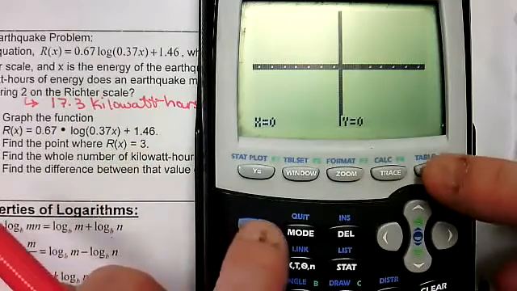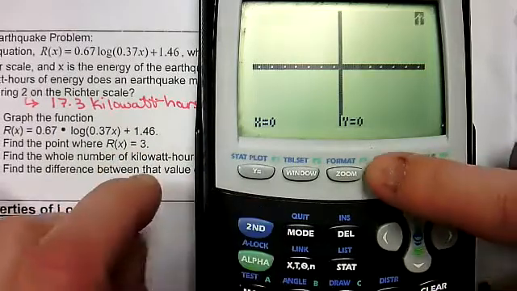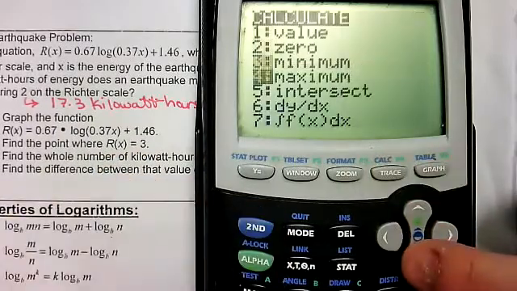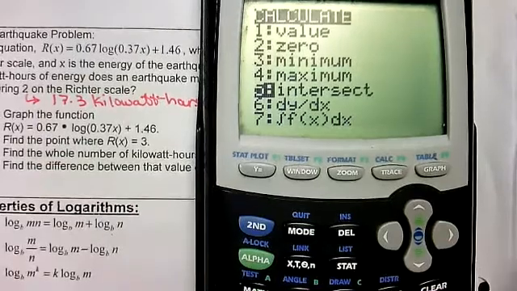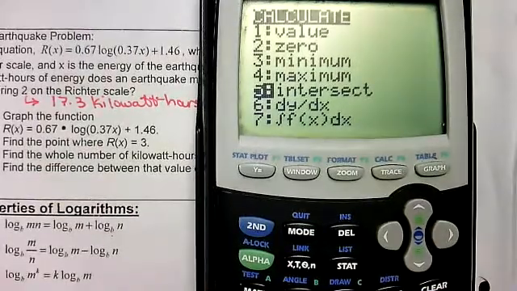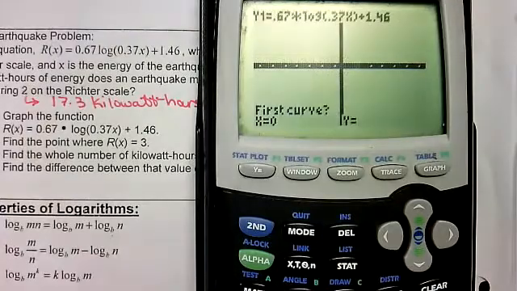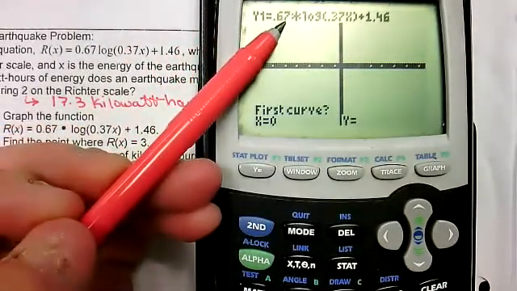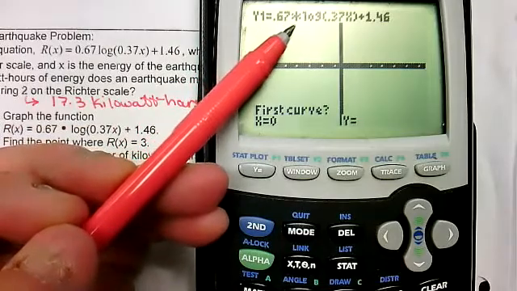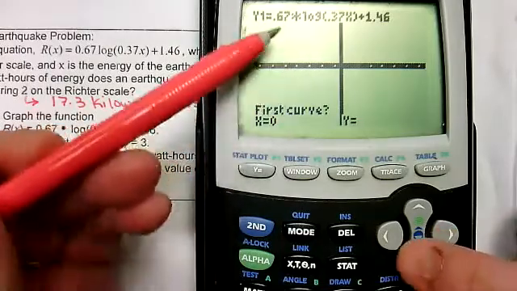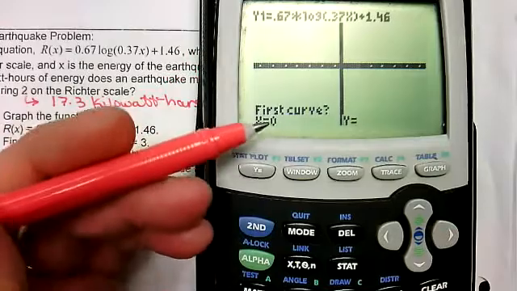What I would do is second calculate, okay, and I'm going to come down here to intersect. So you guys have done minimums and maximums and zeros. So now we're going to do intersect. Okay, so now I'm just going to choose my first curve. Yep, there it is. And then I'm going to hit enter. Okay. And then enter, maybe.